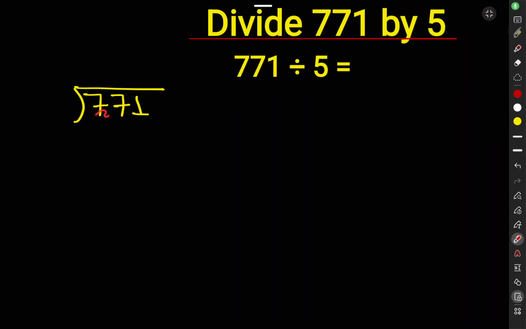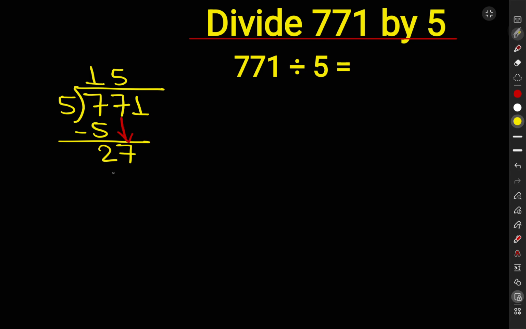We divide 771 by 5 in a long division method. 5 times 1 is 5. On subtracting we get 2. So now we put down this 7 and it is 27.